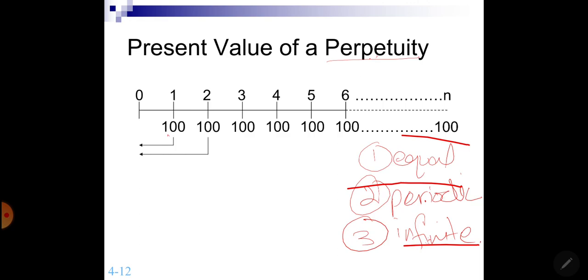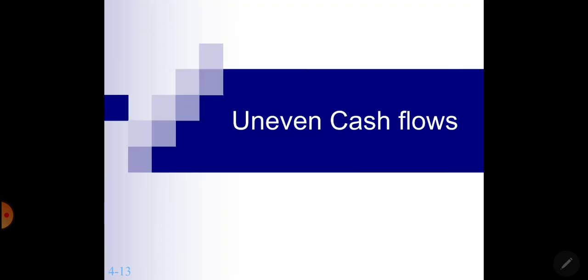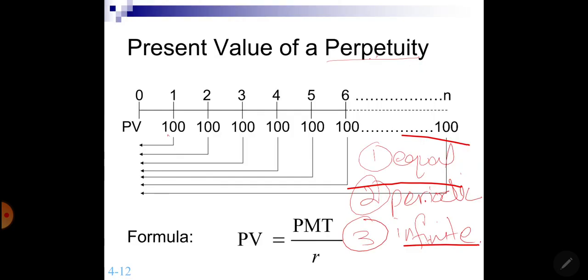The formula for perpetuity is also very simple. In order to calculate the present value, the formula is PMT divided by R. Let's look at an example for perpetuity. If the payment is 100, and I tell you that the interest rate is 10%, you can simply divide it by the interest rate. Your answer will come to 1000. So the present value of this perpetuity will be 1000 in that case.